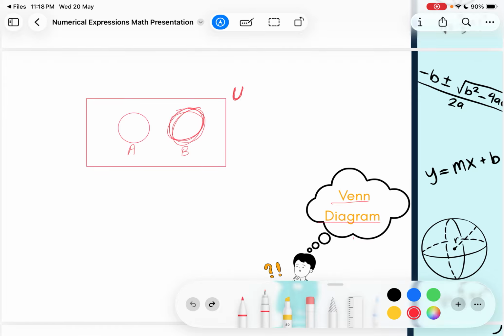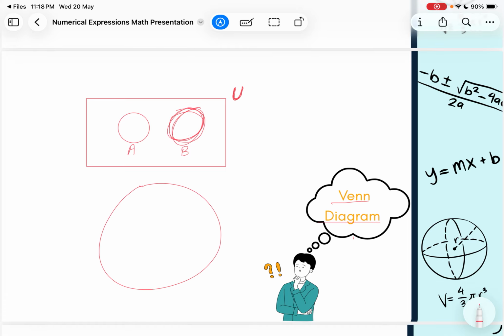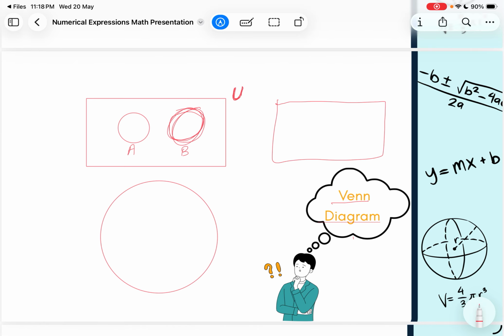That is a very bad circle. Let me try to make another one. So a Venn diagram is a diagram. When we represent a set in diagram form, this is called a Venn diagram. A Venn diagram is made by first drawing the rectangle, which represents the universal set, and under this we have circles, a circle and another circle, maybe a circle like this.